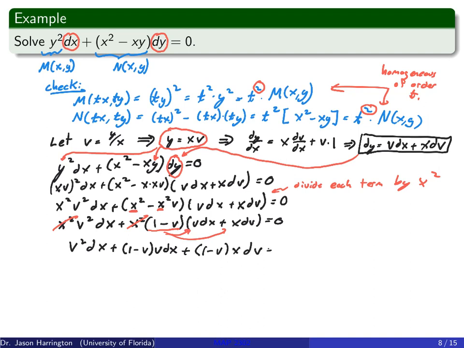And you'll notice that I just kept the x dv together. All right, now one thing that you'll notice is I have these two terms here, v squared dx plus 1 minus v times v dx. So my next step is to basically combine these two together.